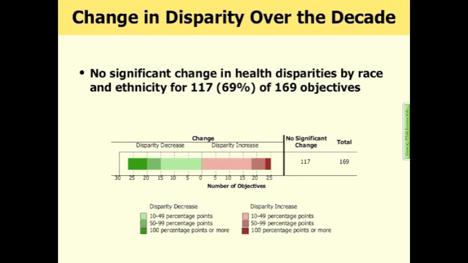And the bright green shows the number of objectives in which there was considerable disparity decrease, very positive, and the bright, I guess that's maroon, I'm not good on that color, shows the number of objectives in which disparities, in fact, greatly worsened. The point is there are some, of course, across the spectrum, but in general there's relatively little change.